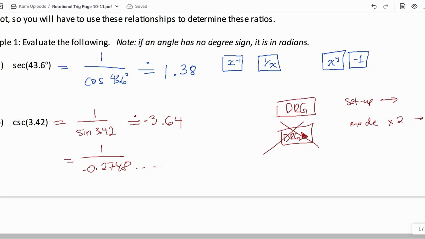And then you have to select radians. Anyone else having trouble?